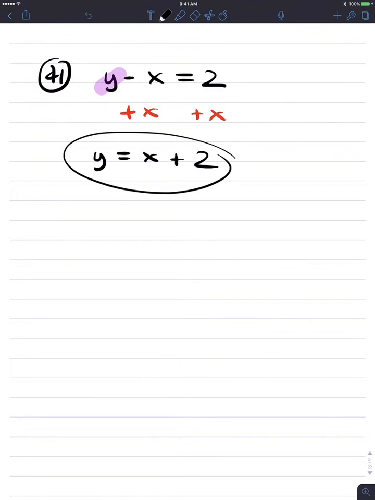41. y minus x is 2. They want us to solve for y. They want us to get y by itself. If we notice what's happening to y, we have an x next to it, and it's being subtracted from y. So we're going to have to undo the subtraction by addition. We're going to add x to both sides to be fair. We end up with y equals x plus 2. And you're done.